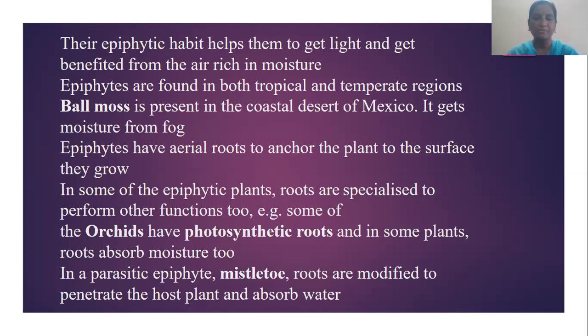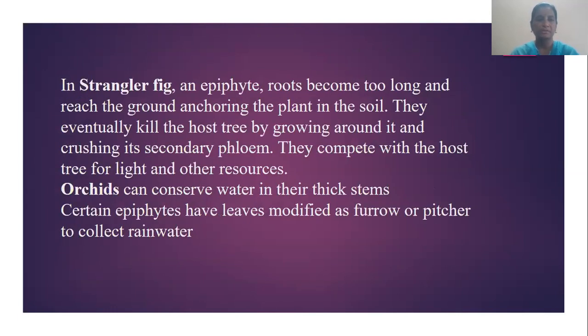In a parasitic epiphyte, roots are modified to penetrate the host plant and absorb water. In strangler fig, the epiphyte roots become very long and reach the ground, anchoring the plant in the soil. They eventually kill the host tree by growing around it and crushing its secondary growth. They compete with the host tree for light and other resources.